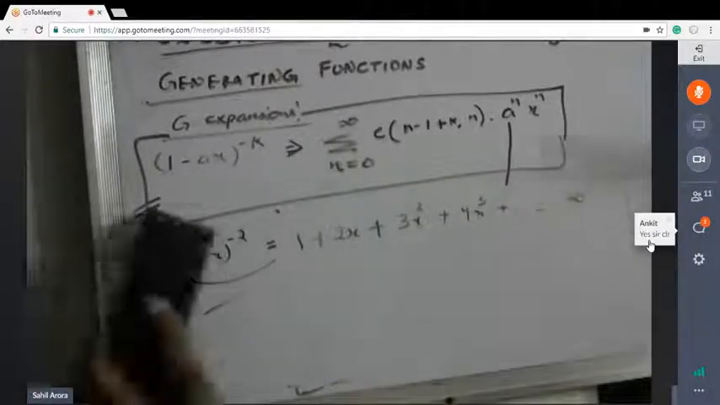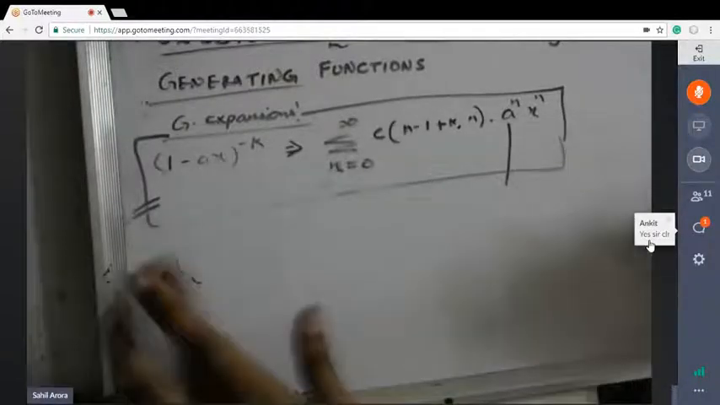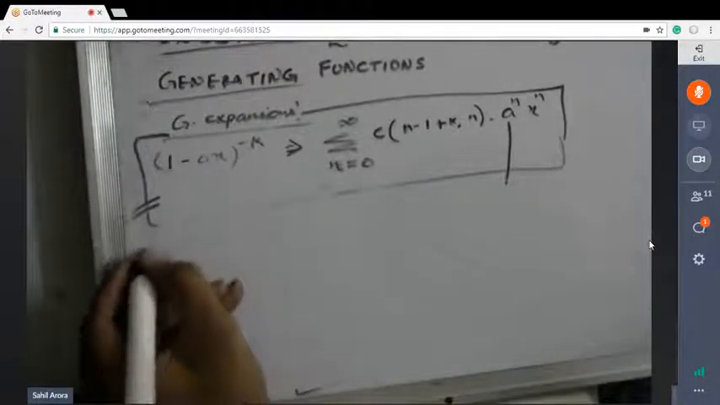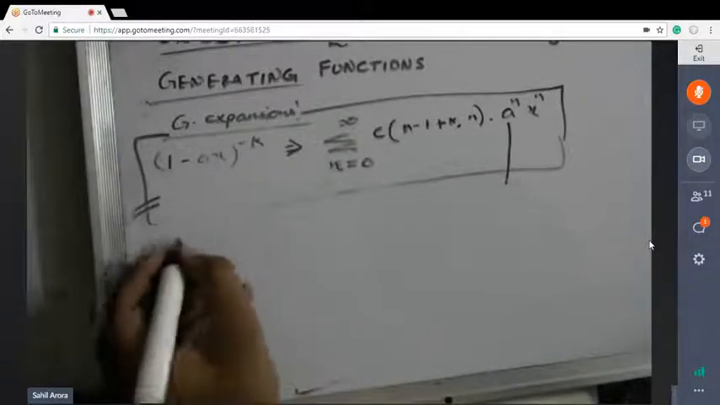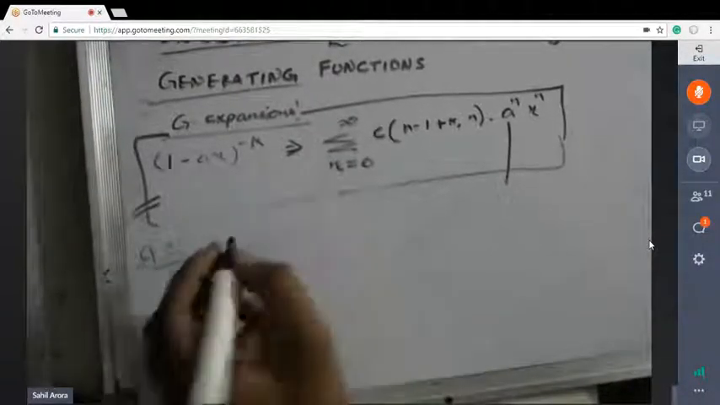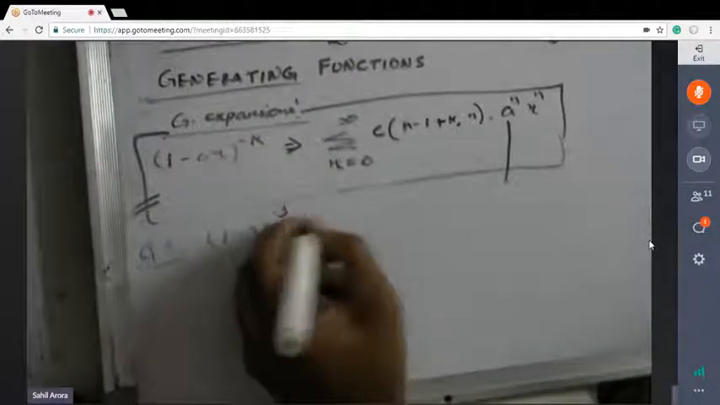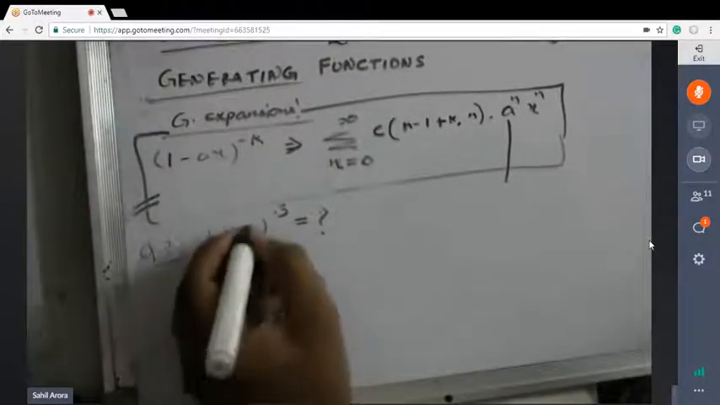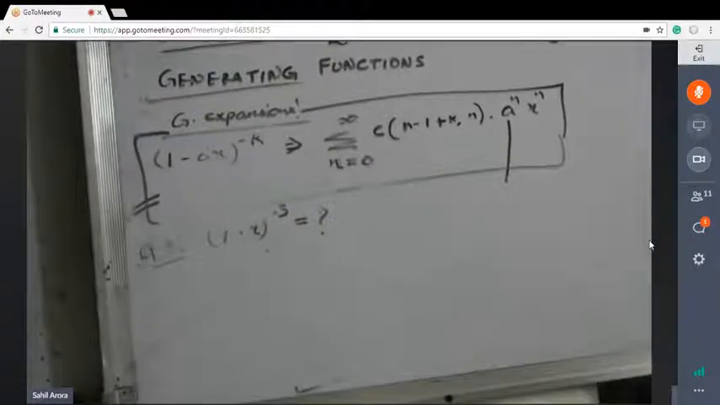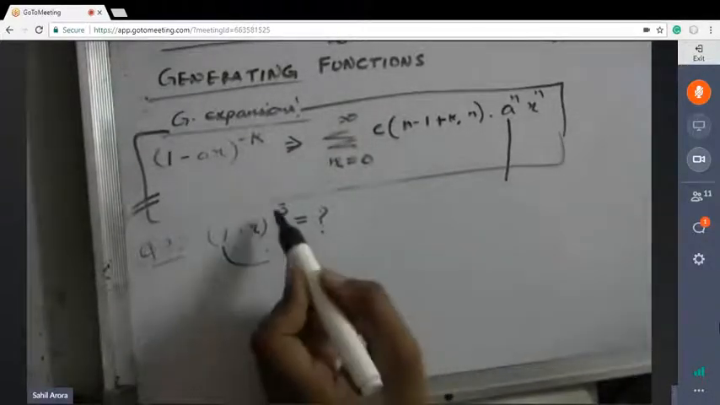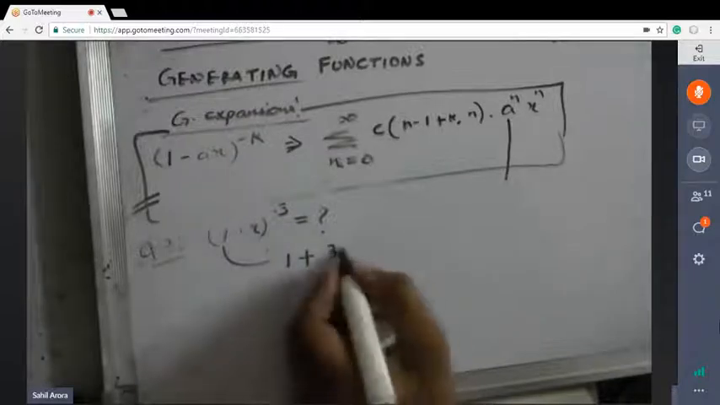Okay, now let's expand one more expansion again. The next is question number, I don't remember, 6 or 7. It is (1 minus x) whole power minus 3. So one thing is, again I'm repeating here, we'll write directly now. So just copy 1 directly, then minus minus would become plus 3 into x.